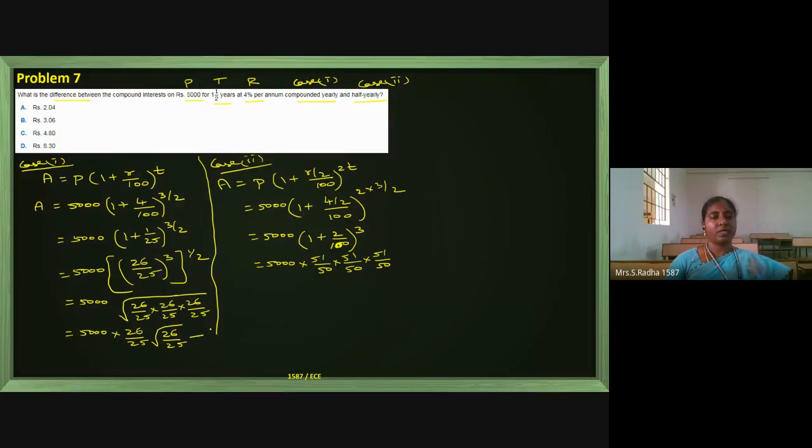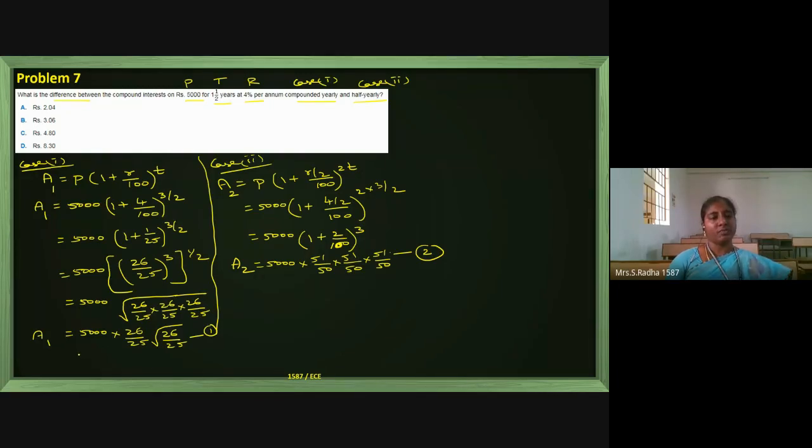This is equation 1 and this is equation 2. What they are asking is the difference between the compound interests. The principal amount 5,000 is the same. This is A1 and this is A2, first case and second case. So if you take the difference, A2 minus A1, that is the compound interest difference only.